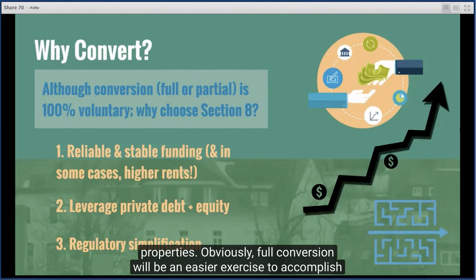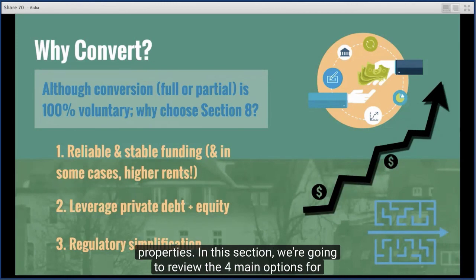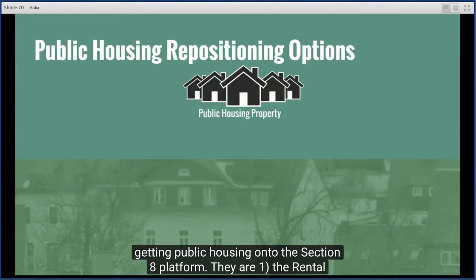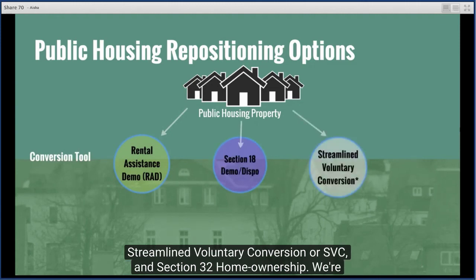Obviously, full conversion will be an easier exercise to accomplish the smaller the PHA's public housing inventory, or the fewer the number of properties. In this section, we're going to review the four main options for getting public housing onto the Section 8 platform. They are first, the Rental Assistance Demonstration Program, or RAD, Section 18 Demolition or Disposition, Streamlined Voluntary Conversion, or SVC, and Section 32 Homeownership.